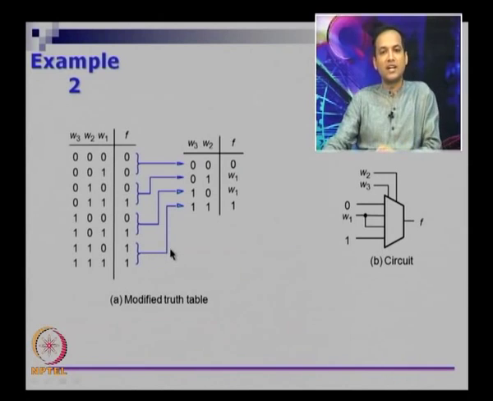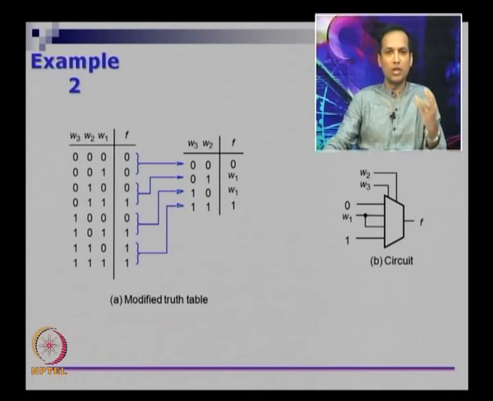Now I am going to do something slightly different. I am going to take 2 rows at a time. If you look at the first 2 rows, you can see that W3 and W2 are the same, only W1 is changing. So I am going to write a variable entered map where F is either 0, 1 or a function of W1. What are the possible functions of W1? You can have W1 itself or W1 complement. So in this column we will have 0, 1, W1 or W1 bar.